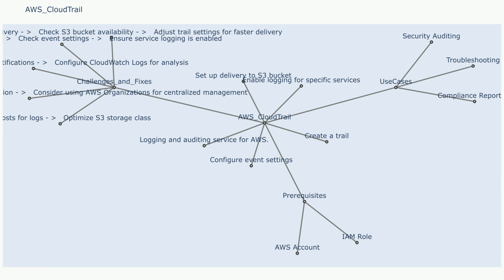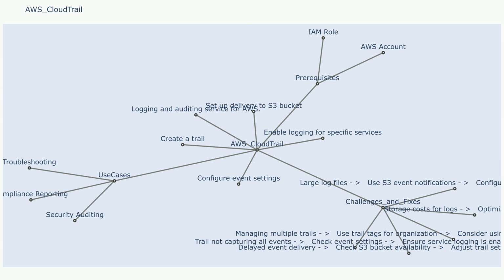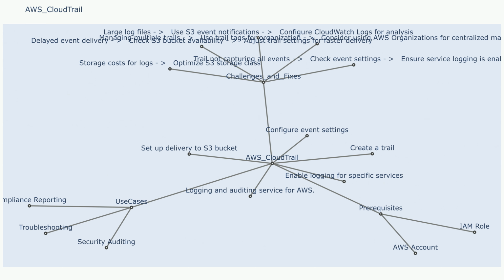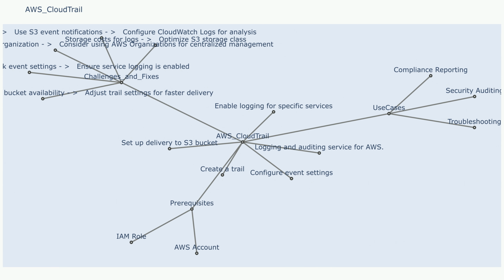Steps: create a trail. Create a new trail using the AWS Management Console, AWS CLI, or AWS SDK. You can specify the name of the trail, the S3 bucket where logs will be delivered, and other settings. Configure event settings. Specify the types of events that you want to log. You can choose to log all events, or you can select specific event types.